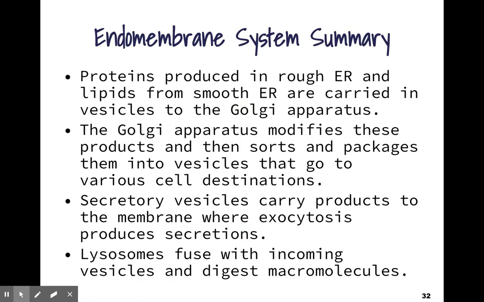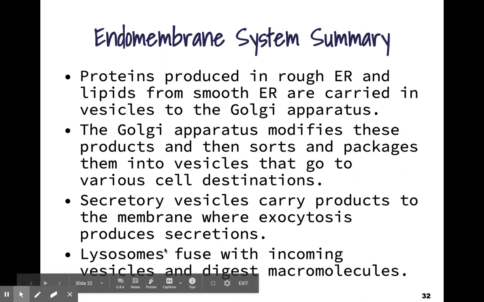All right, so to summarize the endomembrane system, proteins are produced in the rough ER, and then lipids from the smooth ER are carried in vesicles to the Golgi. The Golgi apparatus then modifies these products and then sorts and packages them into vesicles that go to various cell destinations. These secretory vesicles carry products to the membrane where exocytosis produces secretions.